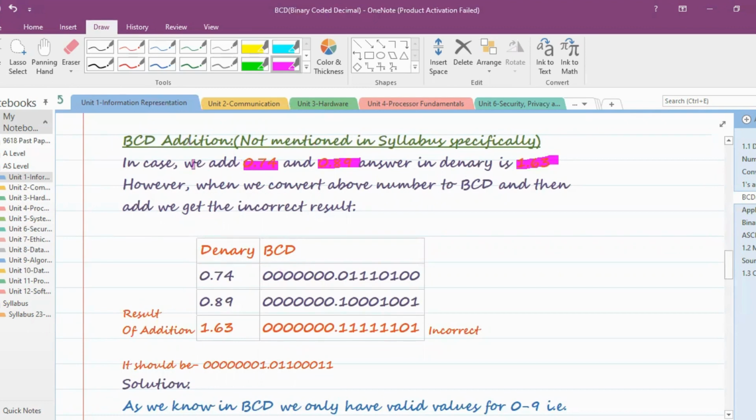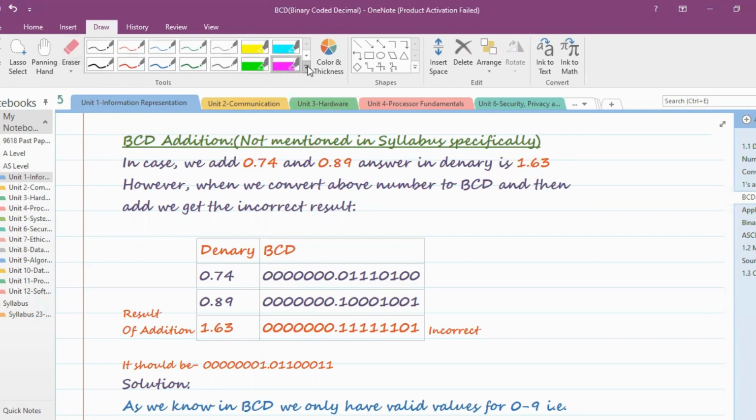BCD addition. Now, if we look at these numbers, 0.74 and 0.89, these are decimal numbers, right? If we add them, the answer that you get in denary is 1.63, right? Now, however, if I convert 0.74 and 0.89 in BCD and then I add, we get results which are not expected.